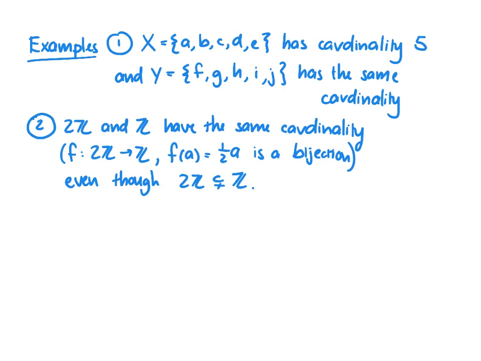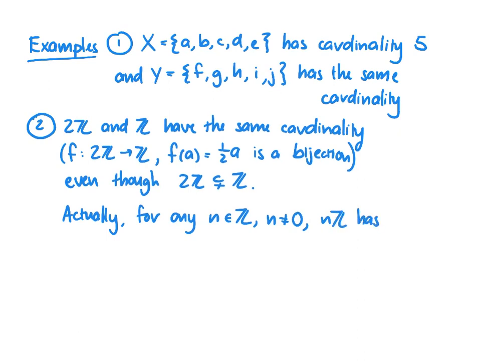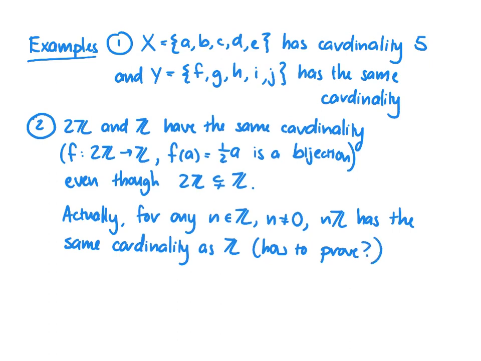In fact, for any integer n, nz has the same cardinality as z, as long as n is not 0. So let me make a note of that. So actually, for any n in the integers, n not equal to 0, nz has the same cardinality as z. I'll leave this to you to think about how to prove. It's certainly true for 2z, but maybe this will be a homework for you to think about.